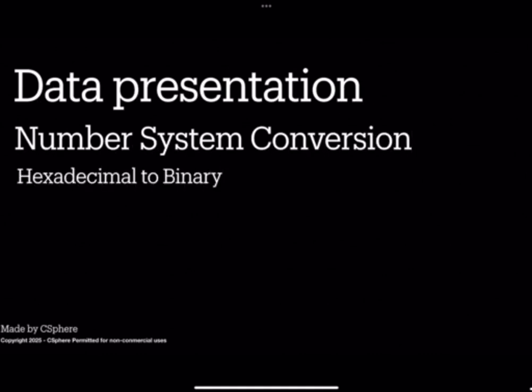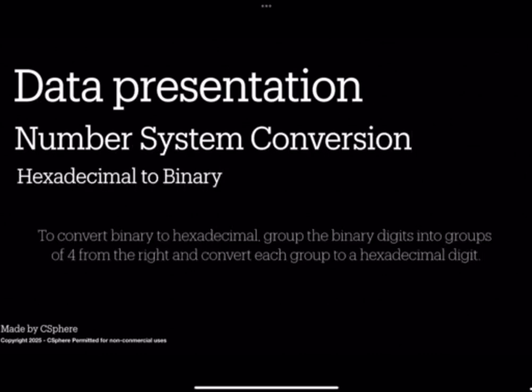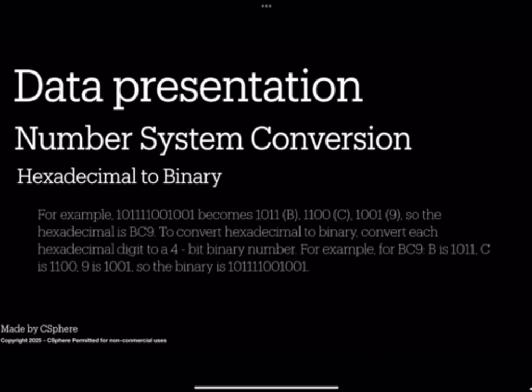And then we also have binary to hexadecimal, where we group the binary digits into groups of 4 from the right and convert each group to a hexadecimal digit. For example, we have the binary number 1011, 1100, and 1001. So we separate it into 1011, which is B, 1100, which is C, and 1001, which is 9. So the hexadecimal is BC9.